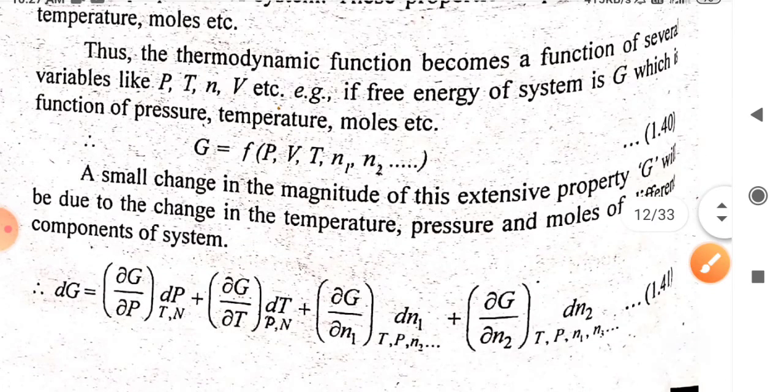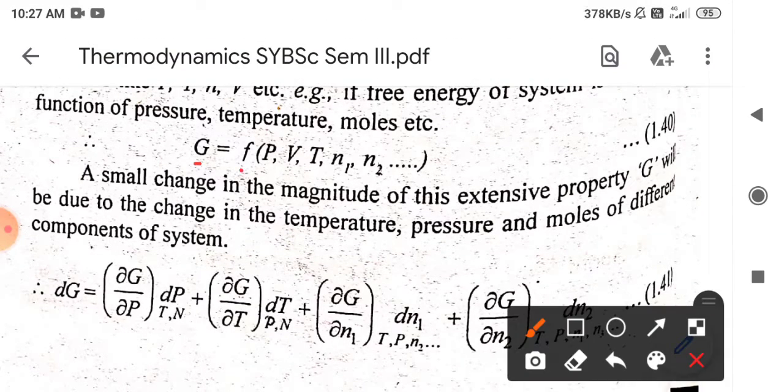Consider this: Gibbs free energy is a function of pressure, volume, temperature, and number of moles of various components. We need to consider each and every component, and for this mixture there is a certain pressure value, a certain volume value, and a certain temperature value. So with a small change in the magnitude of these properties, the Gibbs free energy is certainly going to change, like we have seen in the variation of various properties with temperature and pressure by using the Clapeyron and Clapeyron-Clausius equation.